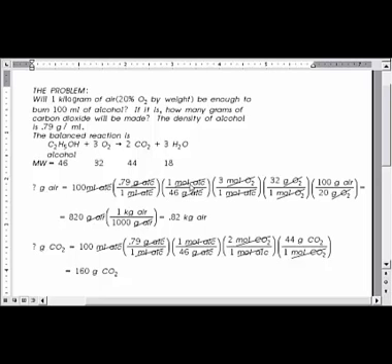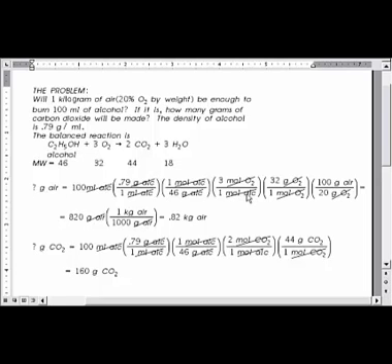The key to all these problems is getting to moles, because the balanced reaction tells you what the relationships are between these chemicals in terms of moles. 1 mole of alcohol needs 3 moles of oxygen to burn it up. 1 mole of alcohol produces 2 moles of CO2. So this mole-mole conversion factor comes from the balanced reaction.